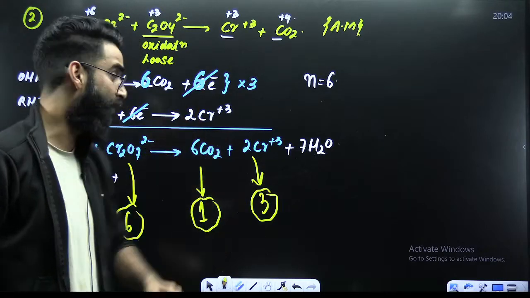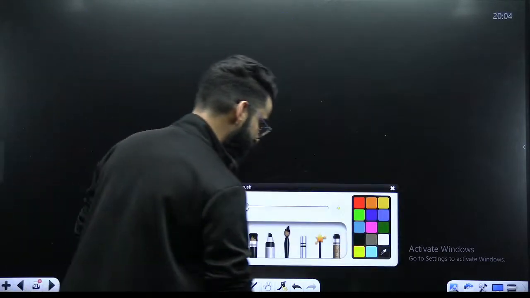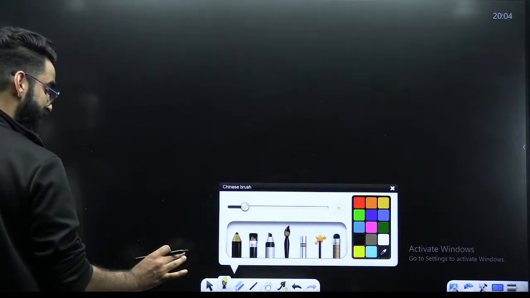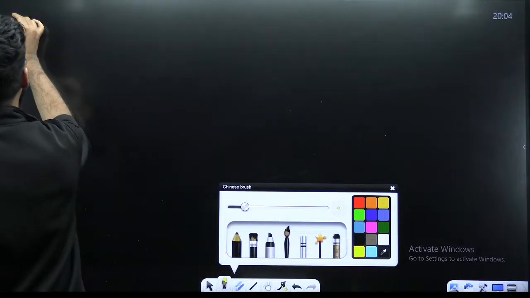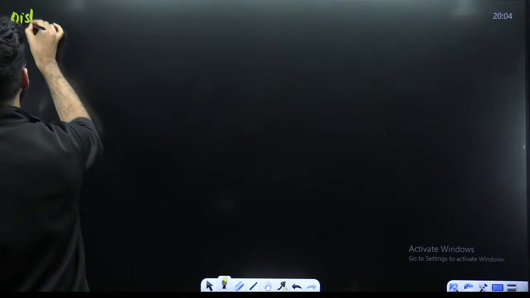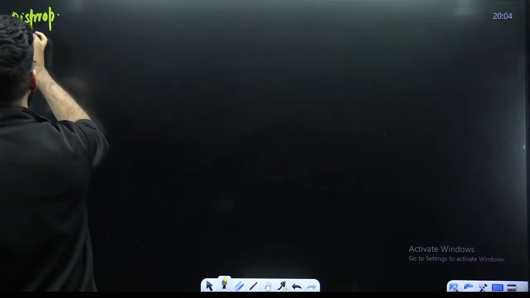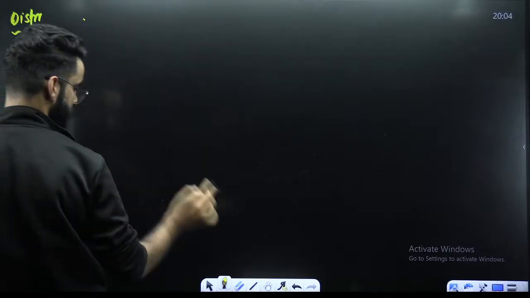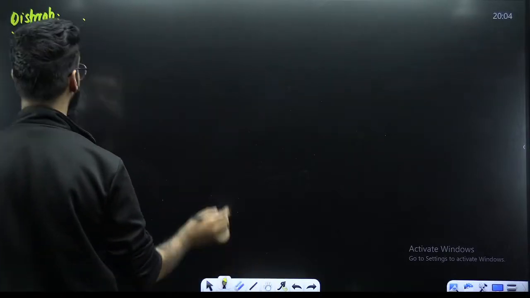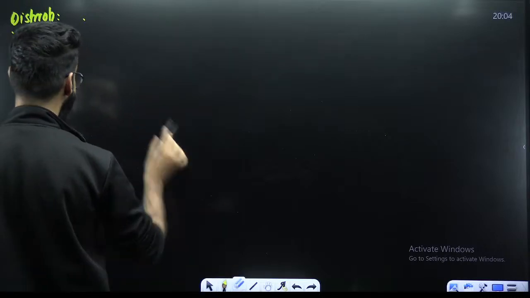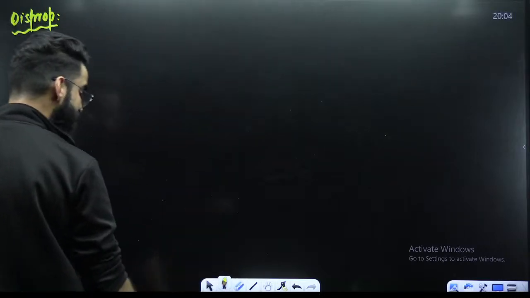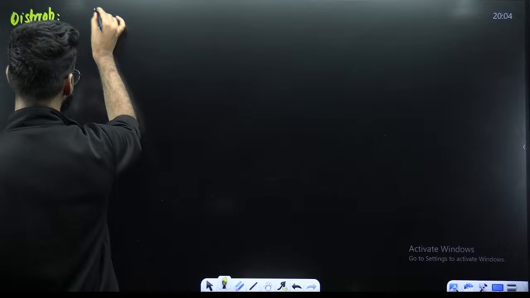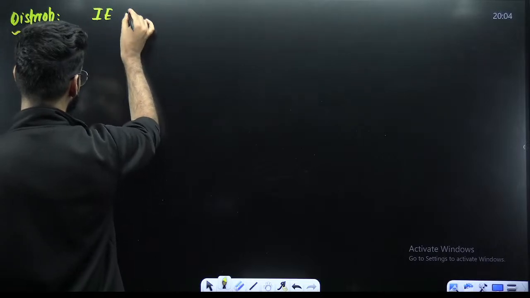Okay? Let me show one example here: ion-electron method in basic medium. Let me take one disproportionation reaction in basic medium, and we are going to balance that with ion-electron method.